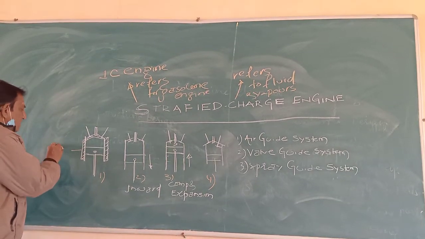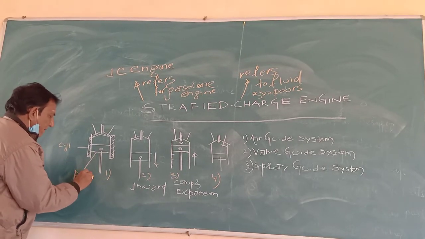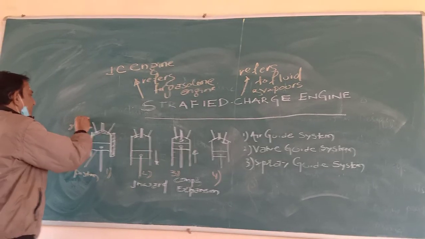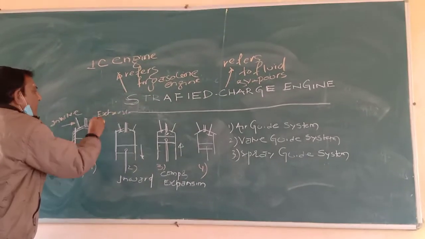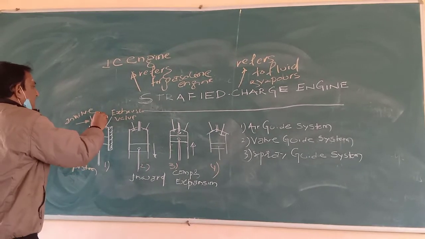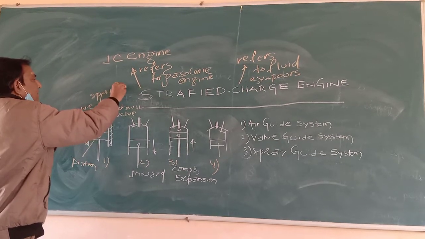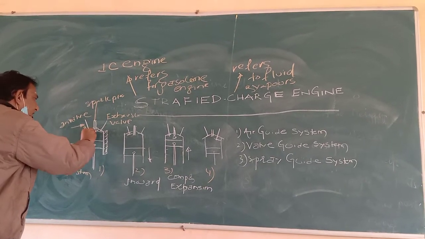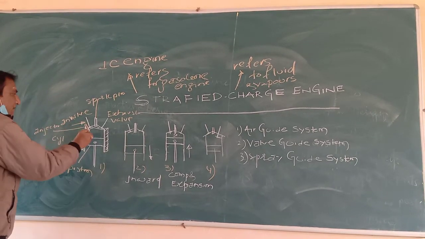In this you can see this is the cylinder. Okay. This one is the piston. This one is the inlet valve. This is the exhaust valve. And here one is what? This is a spark plug. And another part is, here one injector is fixed. This is the injector.